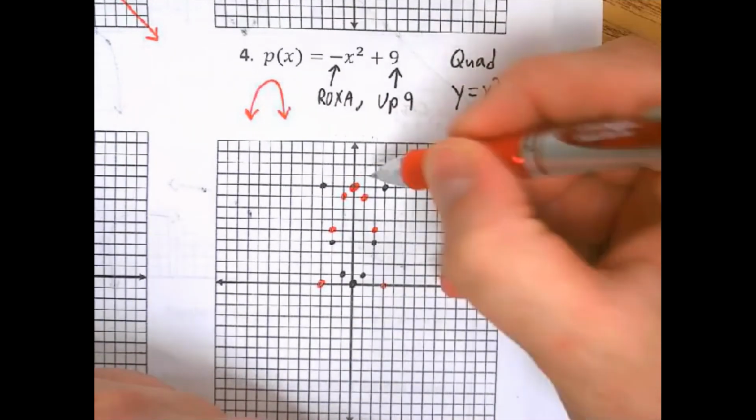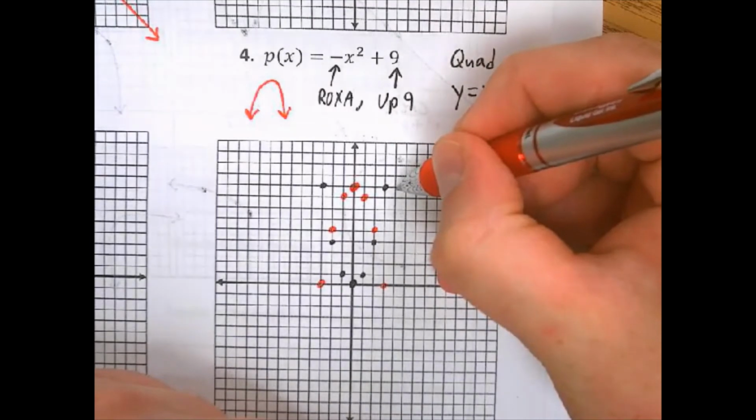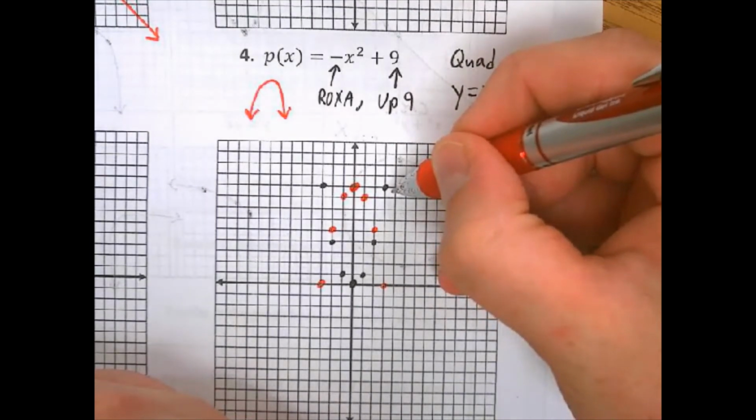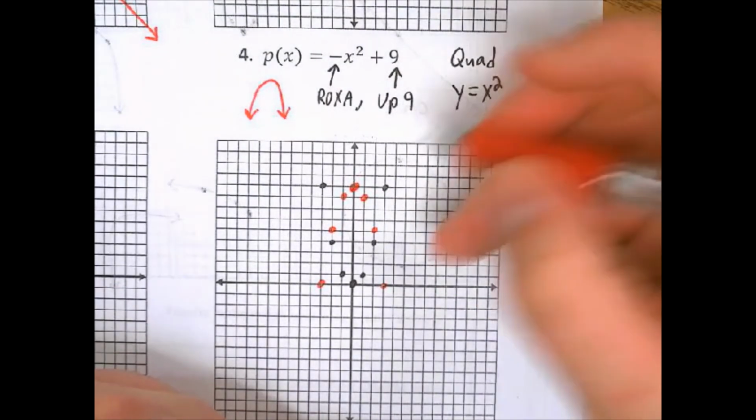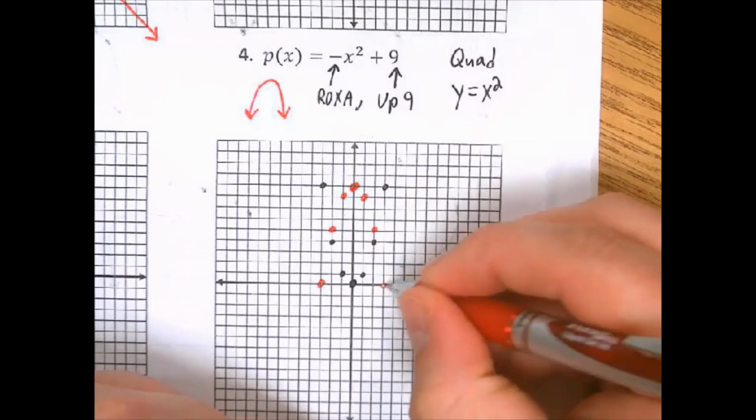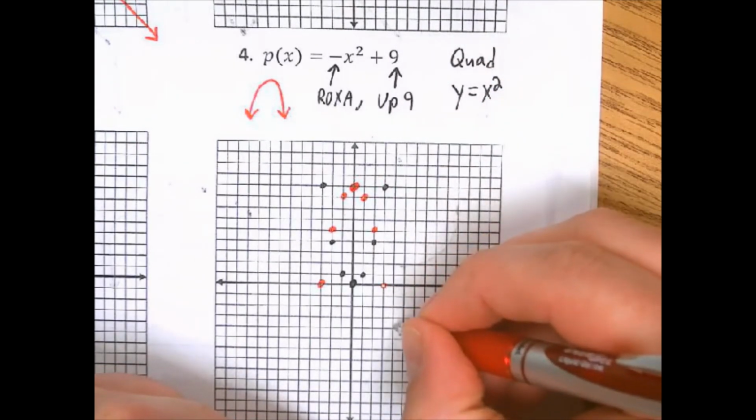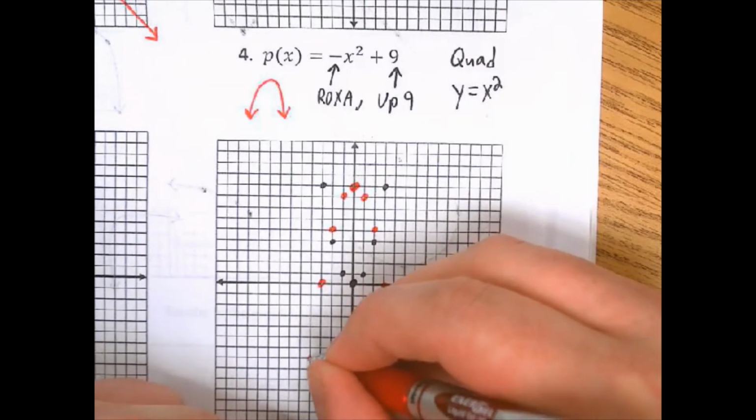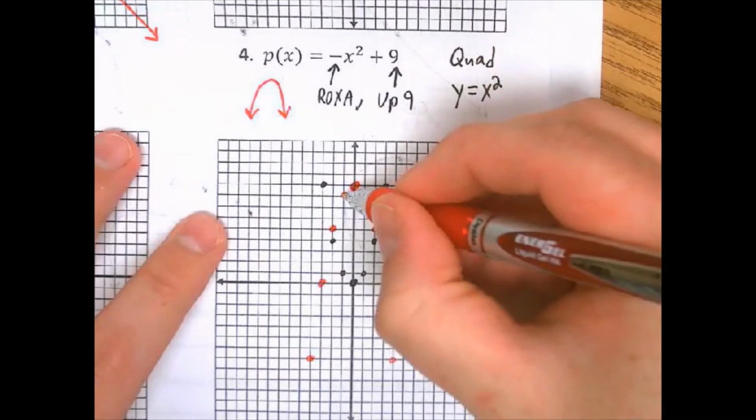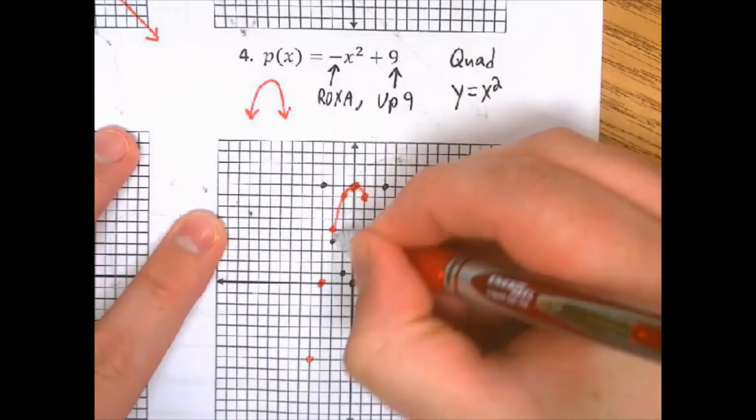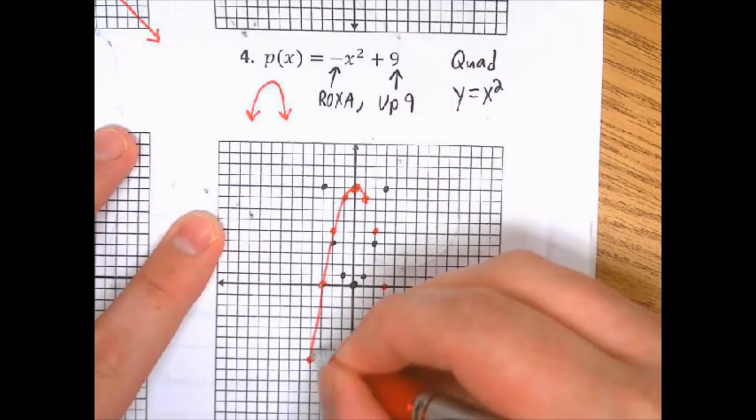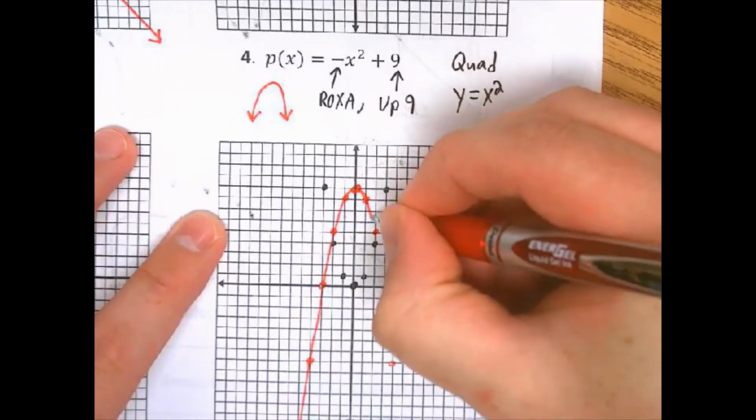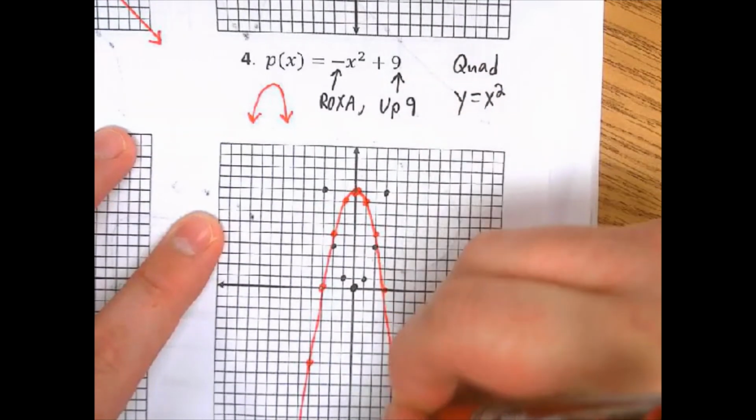If I were to go over 4, how far do I go down? What's 4 squared? 16. So I would have to take it down 16, which if that's 9, that's 10, 11, 12, 13, 14, 15, 16. Okay, so now I'm going to graph the new function, which is a reflection over the x-axis and up 9.